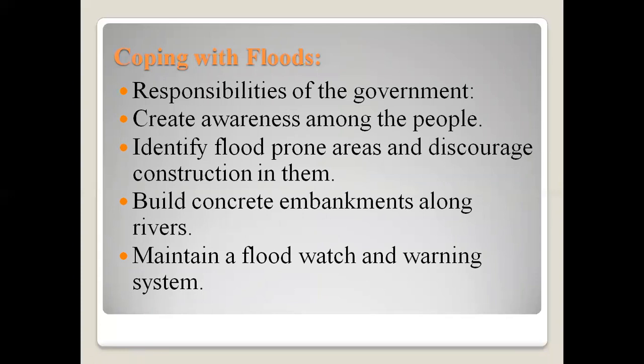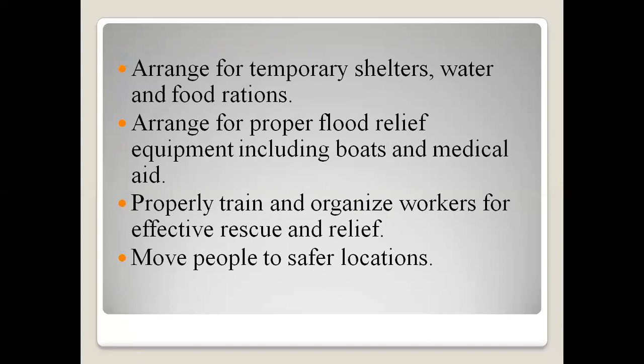That's a really important point. Then the government should identify flood prone areas and discourage construction in them. The government should build concrete embankments along rivers and maintain a flood watch and warning system. Then the government should arrange temporary shelters for the affected people, water and food rations, proper flood relief equipment including boats, and medical aid, properly train and organize workers for effective rescue and relief, and move people to safer places.